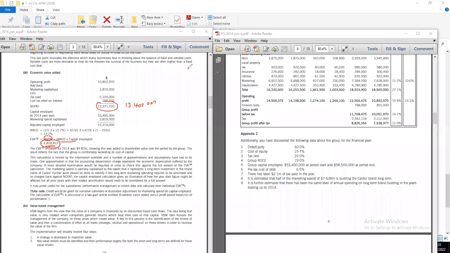Your NOPAT figure is wrong, so you have lost a mark here. So if there was 1 mark here, you won't get that mark. The 1 mark, you have lost it. Now when it comes to EVA, your NOPAT is wrong. The capital charge is correct. How will the EVA be treated? The mark will be given. You are not penalized twice. The mark there will be given. And this is how we pass these papers. That's how we pass these papers.